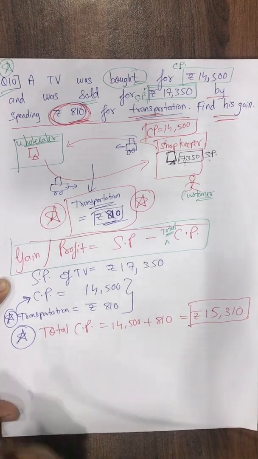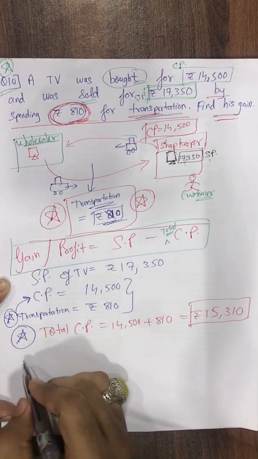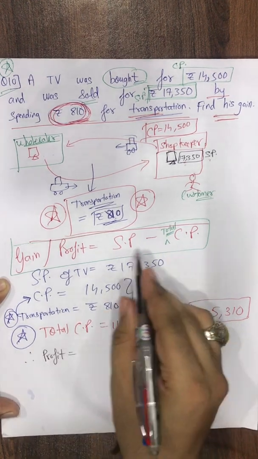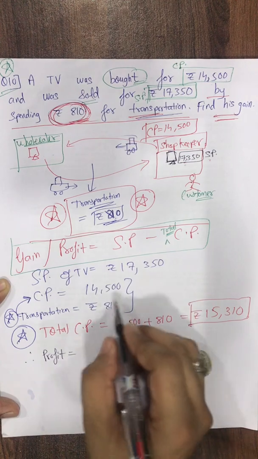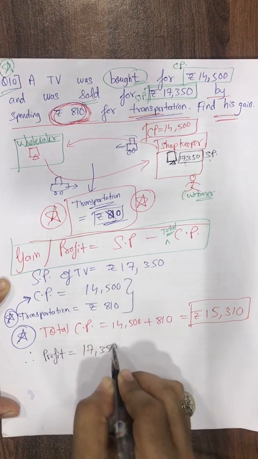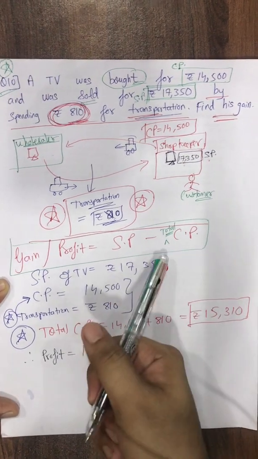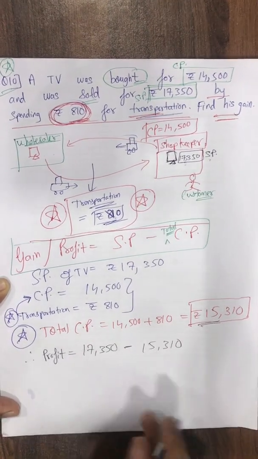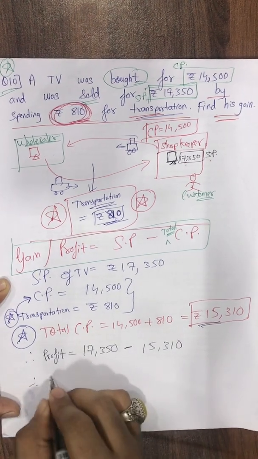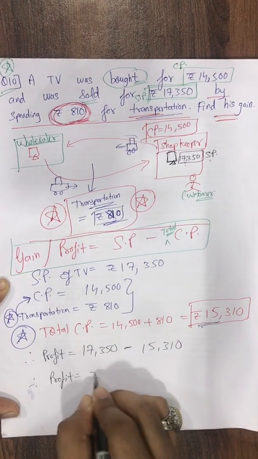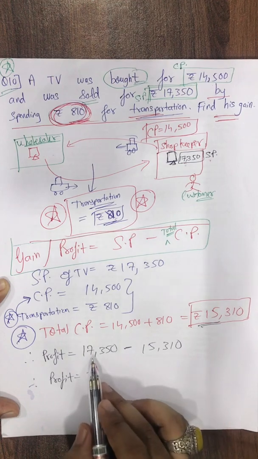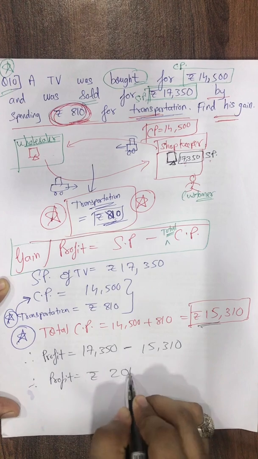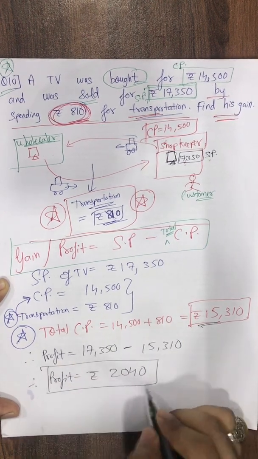Yes students. Okay, so now let's do it. Therefore, profit or gain, it's one and the same, is selling price minus total cost price. What's my selling price? My selling price is 17,350 minus my total cost price. What's my total cost price? My total cost price is rupees 15,310. So therefore students, profit is nothing but, if you do the subtraction of 17,350 minus 15,310, you'll get rupees 2040.